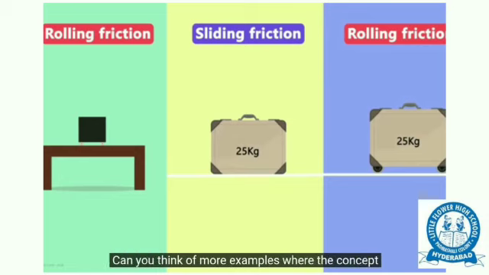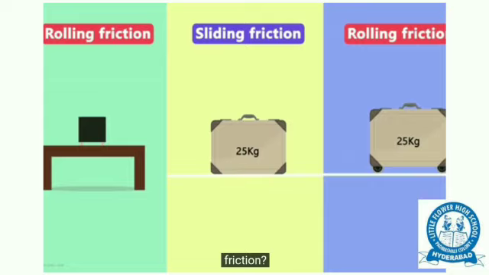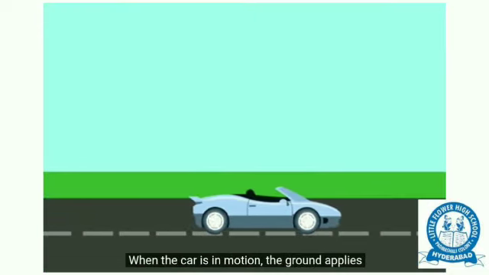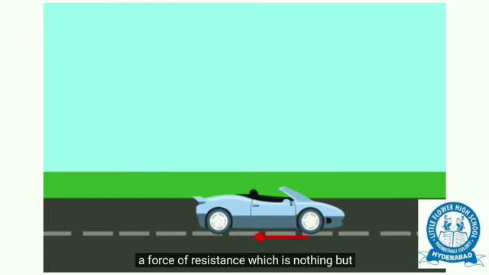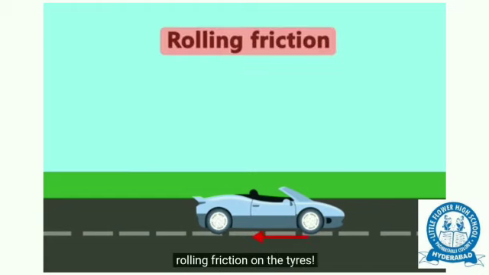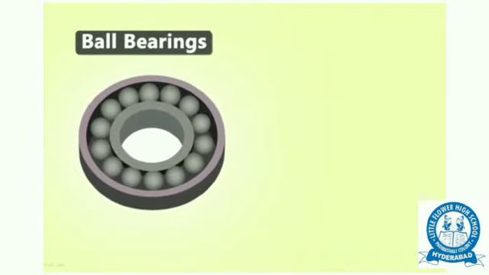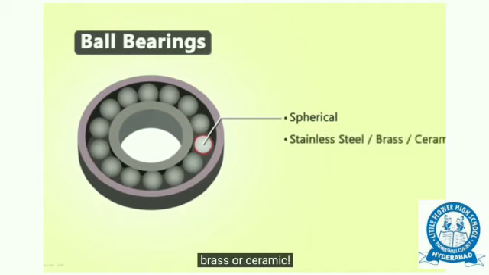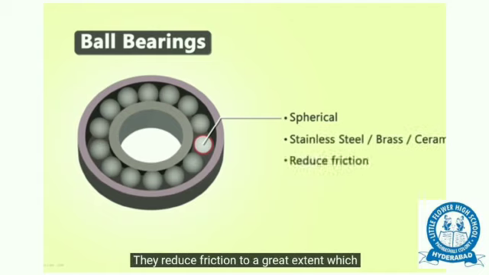Can you think of more examples where the concept of rolling friction is used to reduce the friction? Yes, tires of your car. When the car is in motion, the ground applies a force of resistance which is nothing but rolling friction on the tires. Do you remember seeing ball bearings? They are spherical metal balls used in many mechanical structures which have moving parts. They're generally made up of stainless steel, brass or ceramic. They reduce friction to a great extent, which in turn reduces the wear and tear of machine parts.